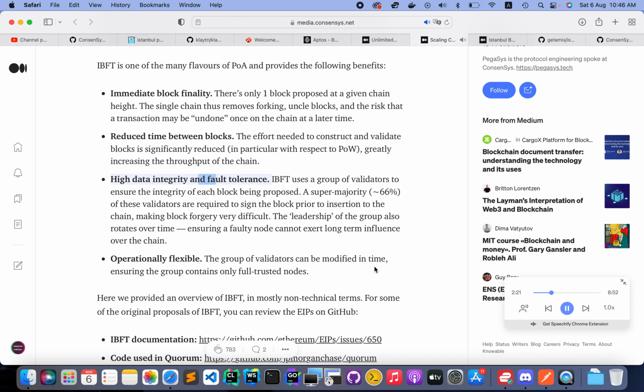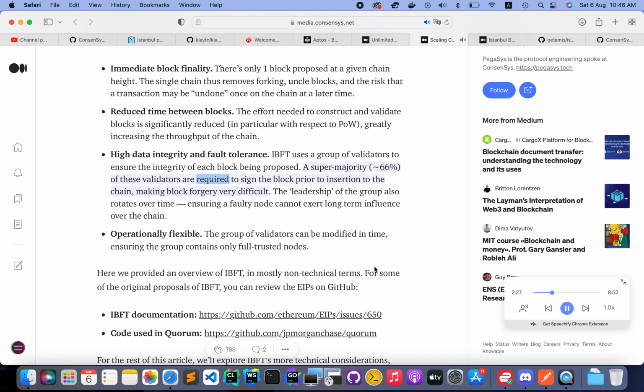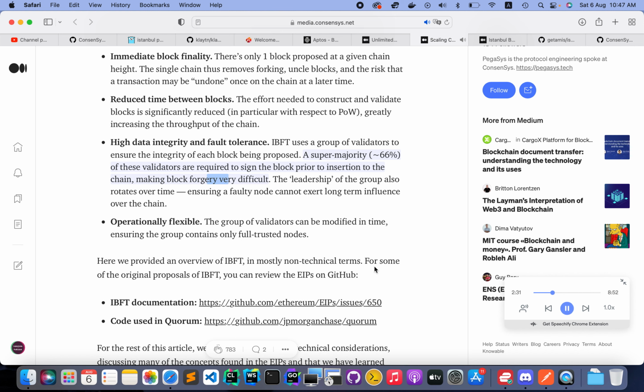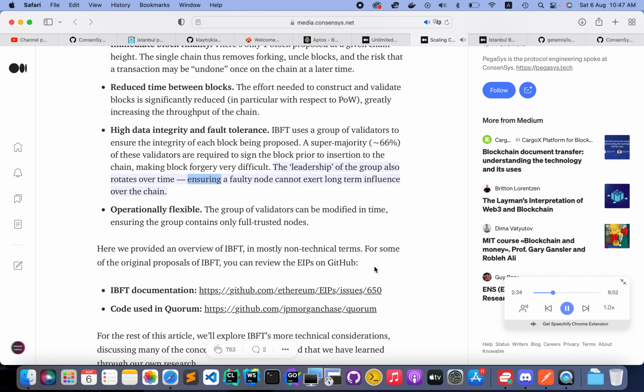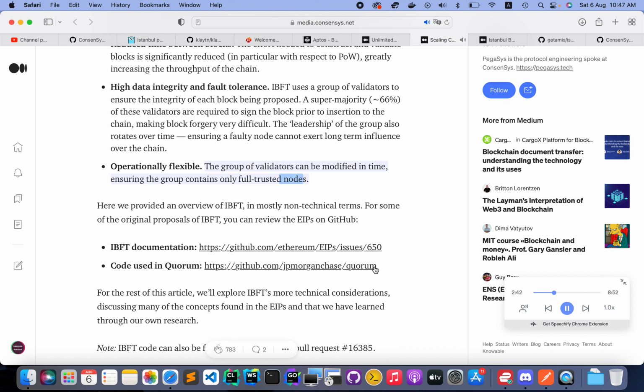High data integrity and fault tolerance. IBFT uses a group of validators to ensure the integrity of each block being proposed. A supermajority, 66%, of these validators are required to sign the block prior to insertion to the chain, making block forgery very difficult. The leadership of the group also rotates over time, ensuring a faulty node cannot exert long-term influence over the chain. Operationally flexible. The group of validators can be modified in time, ensuring the group contains only fully trusted nodes.